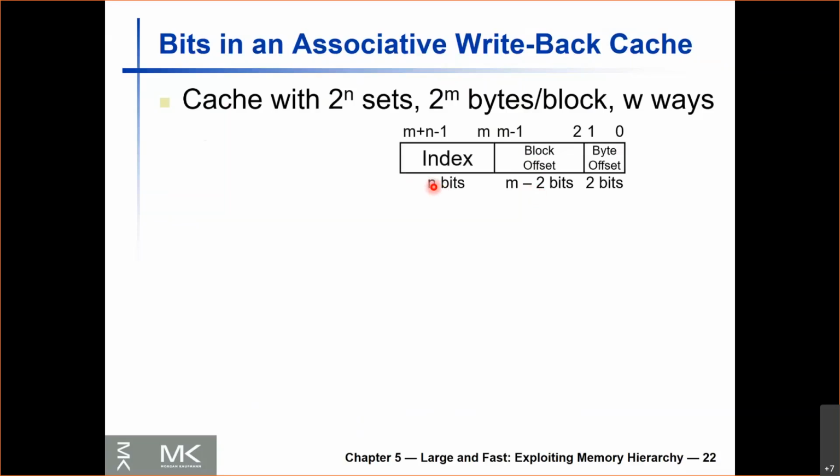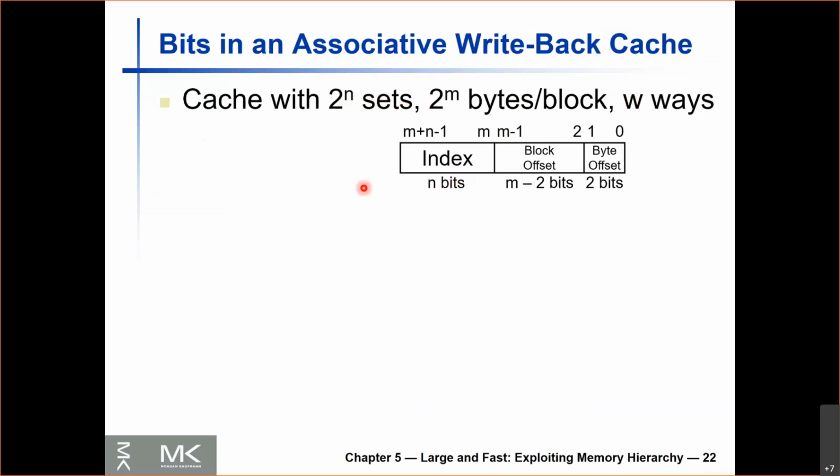And notice that the key difference here is that before I had 2 to the n blocks when it was a direct-mapped cache. Now I have 2 to the n sets. So I don't care about how many blocks I have. I care about how many sets I have. So here, the index is going to be n, where I have 2 to the n sets. The number of blocks is going to be 2 to the n times w. However, I don't care about the number of blocks. What I care about ultimately is the number of sets. So that's why we have an index of n.